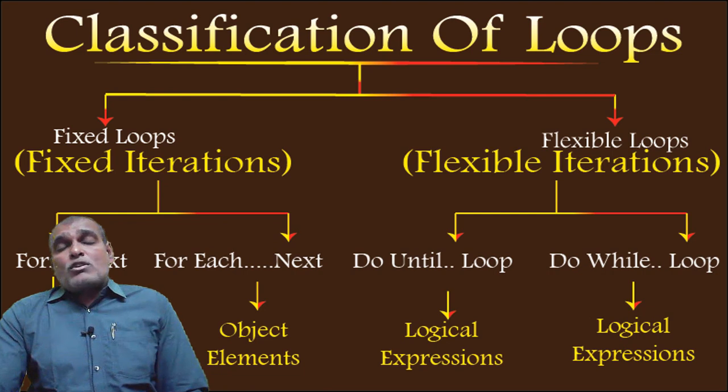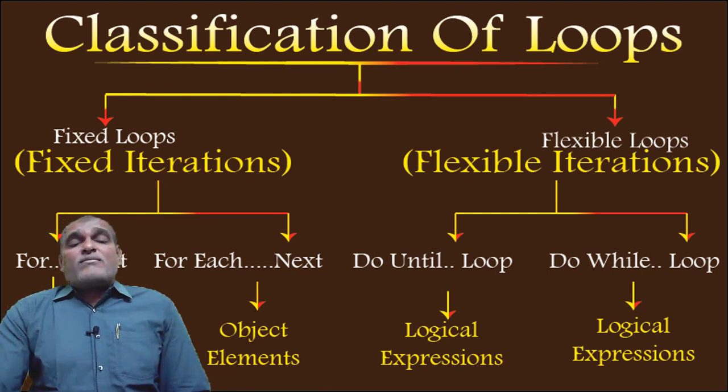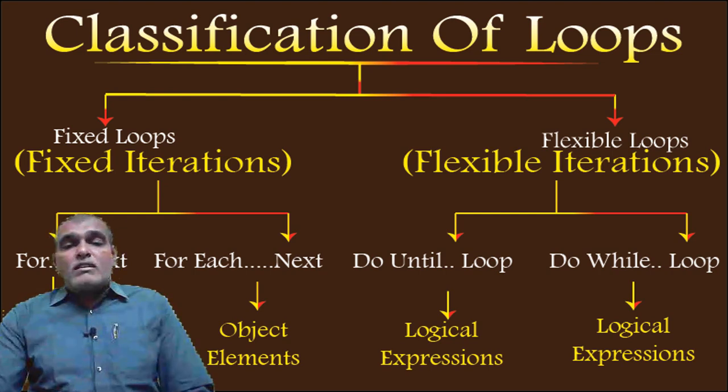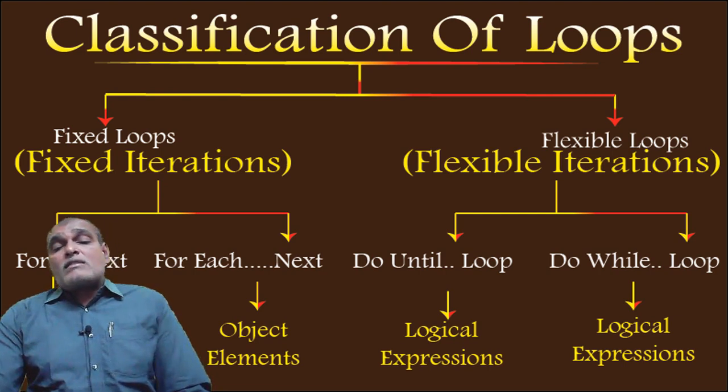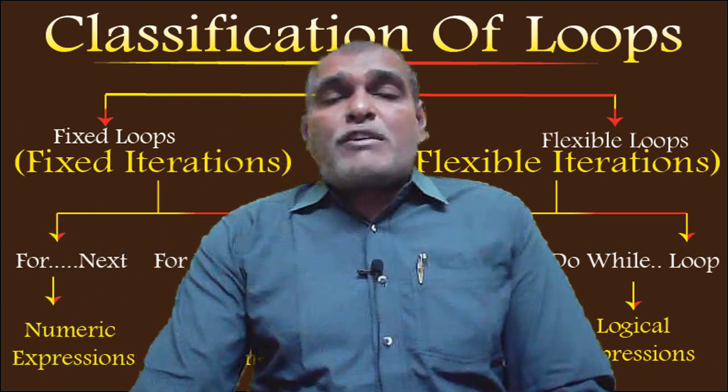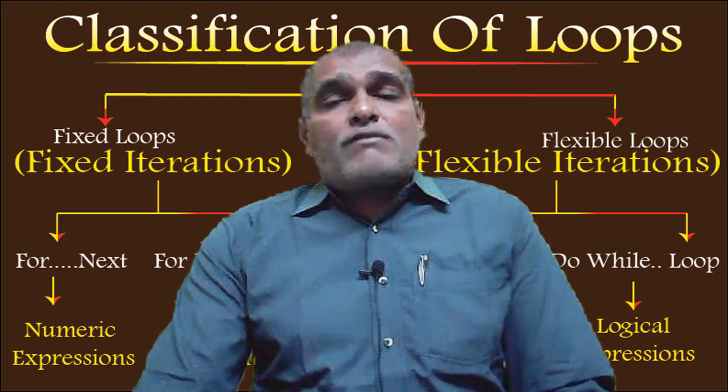Next, coming to flexible loops, we can subcategorize into two ways. First one is do until loop, second one is do while loop. These do loops are entirely dependent on satisfying the logical expressions. So this is the brief introduction about the classification of the loops.